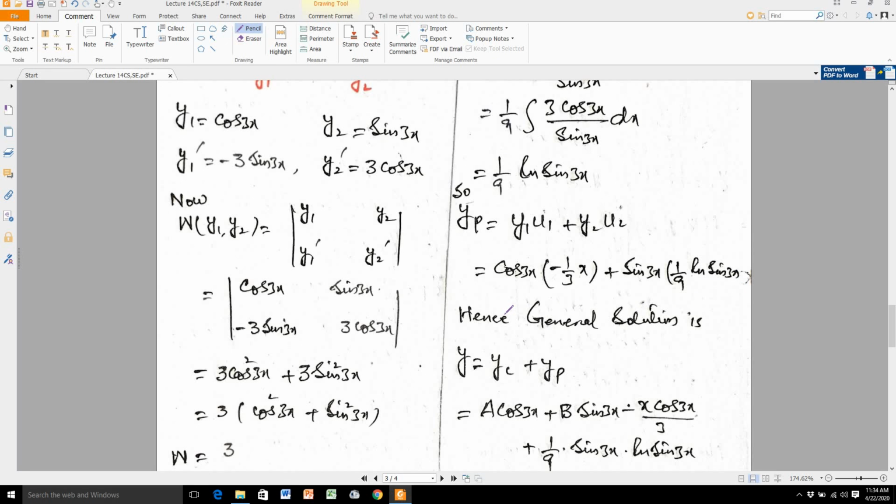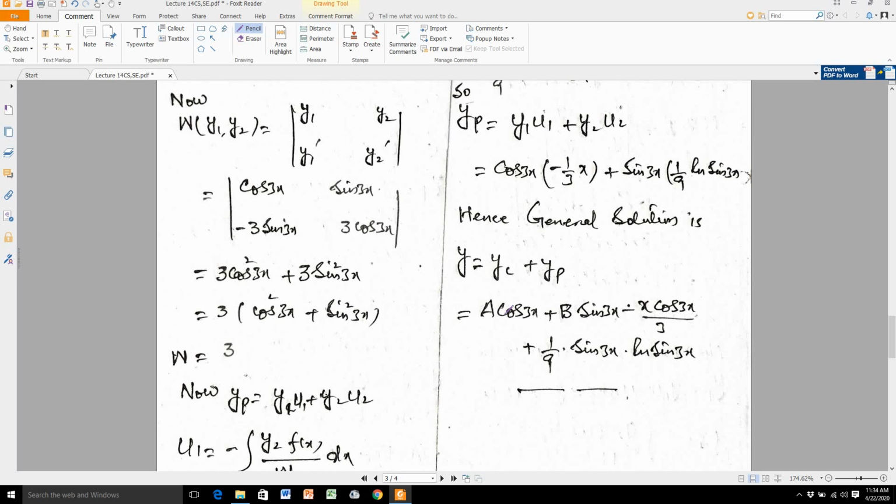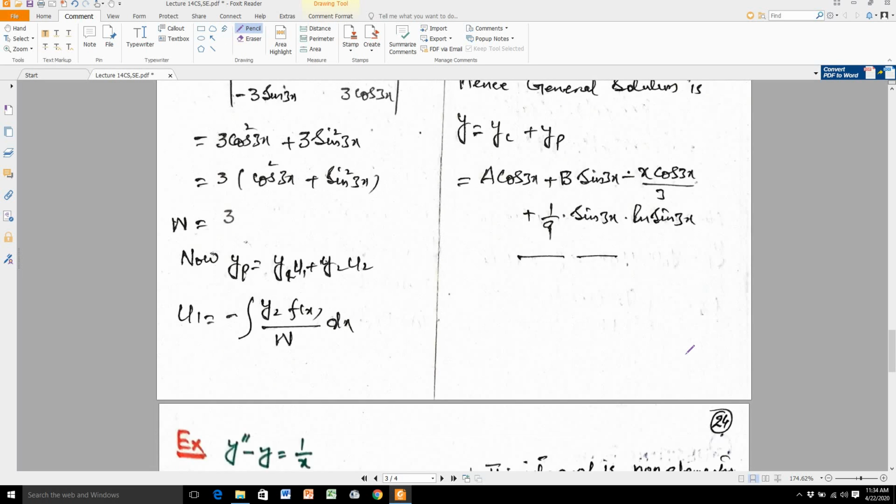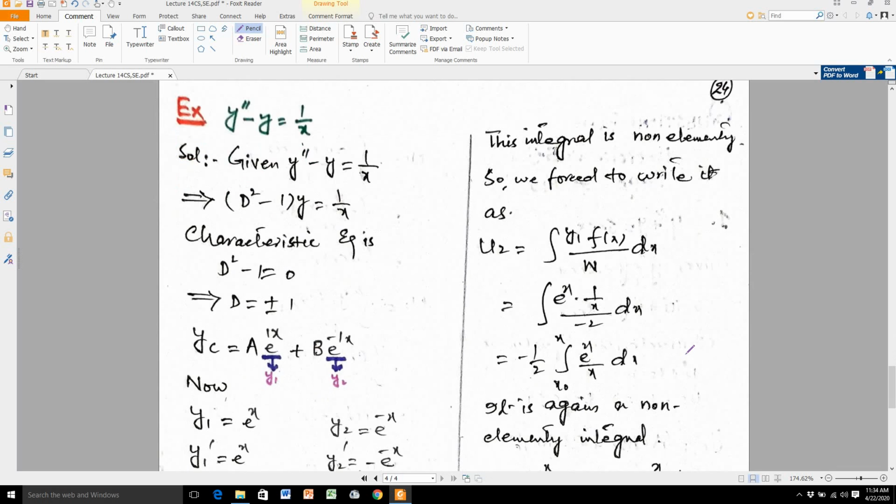Now here the general solution is y equals yc plus yp: a cos 3x plus b sin 3x minus x cos 3x divided by 3 plus 1 by 9 sin 3x log natural sin 3x. In this way, our second example comes to an end. Now we move towards example number 3.